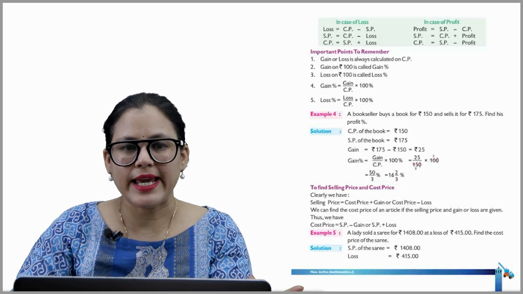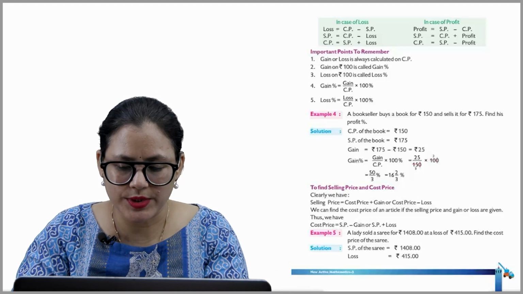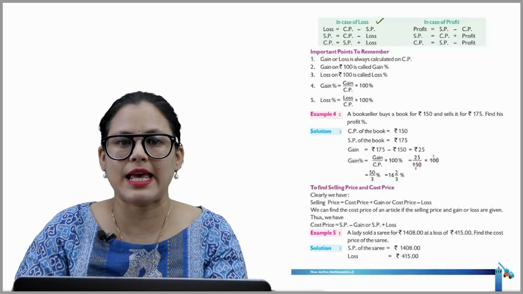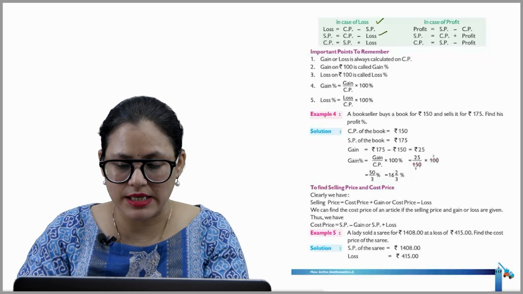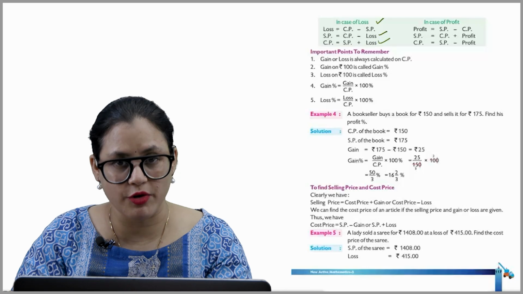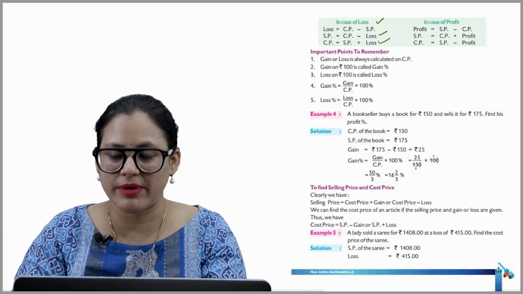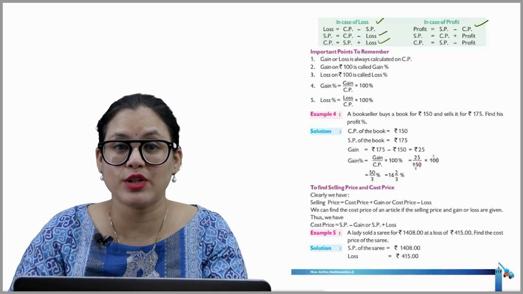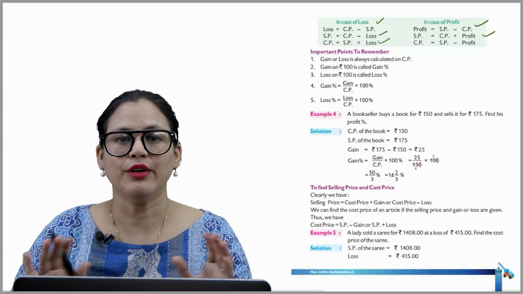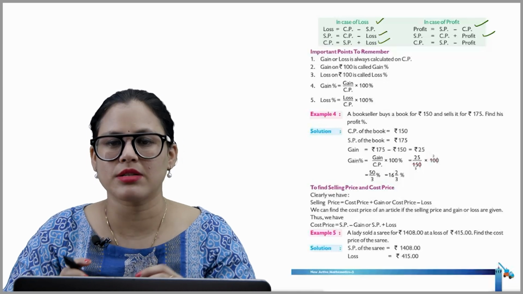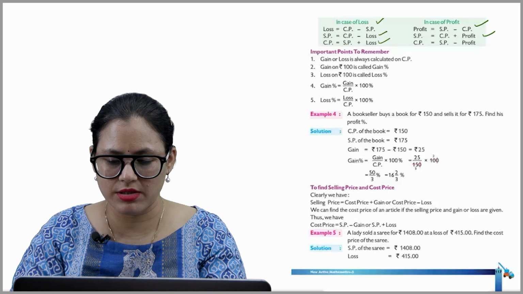Okay, now in case of loss, loss is equal to CP minus SP, and SP is equal to CP minus loss, and CP is equal to SP plus loss. And in case of profit, profit is equal to SP minus CP. And if you have to find out SP, then the formula is SP is equal to CP plus profit. And if you have to find out CP, that is cost price, the formula is SP minus profit.